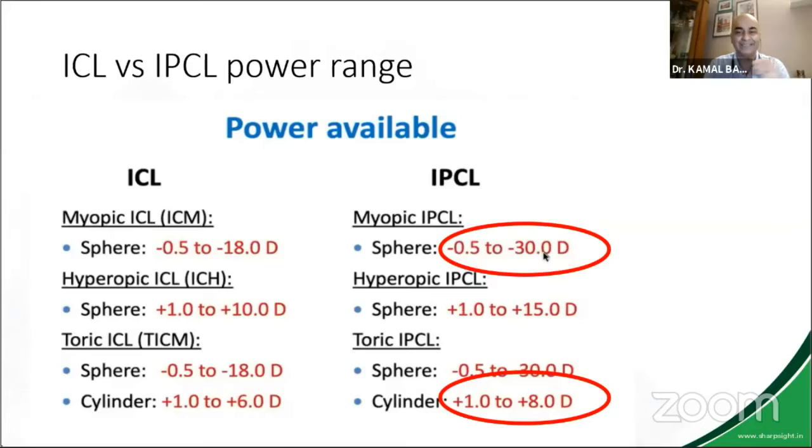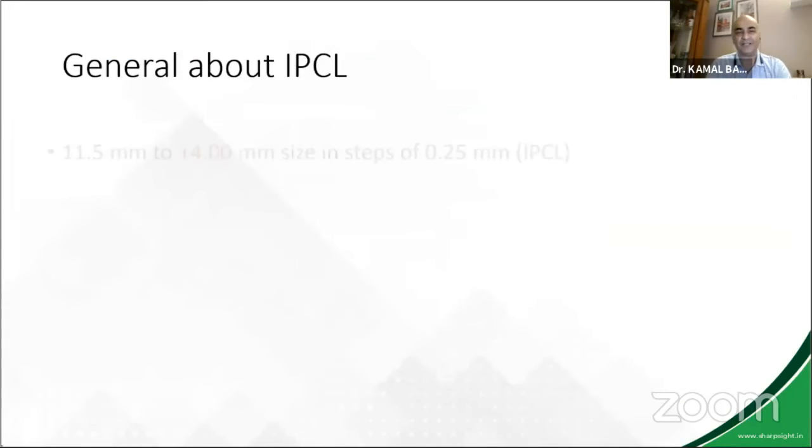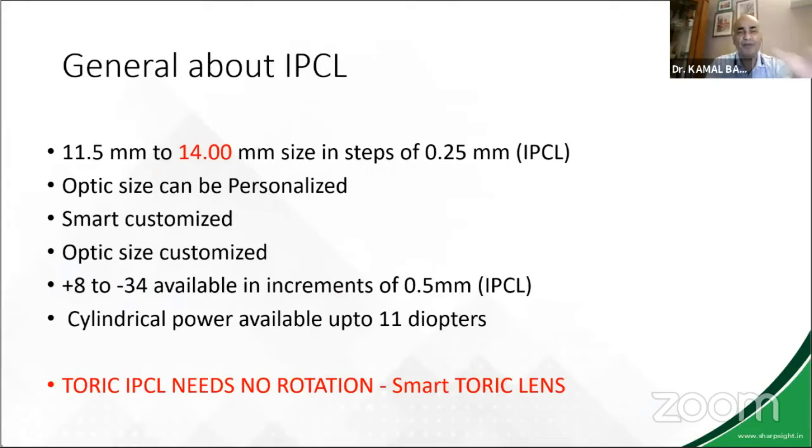Large optic sizes, large sizes, so that is my choice of lens. Another advantage with IPCL is you have a huge inventory of sizes available, so you can actually tailor fit your sizes. 11.5 to 14 is the standard type. Optic size can be personalized. We have a smart lens.